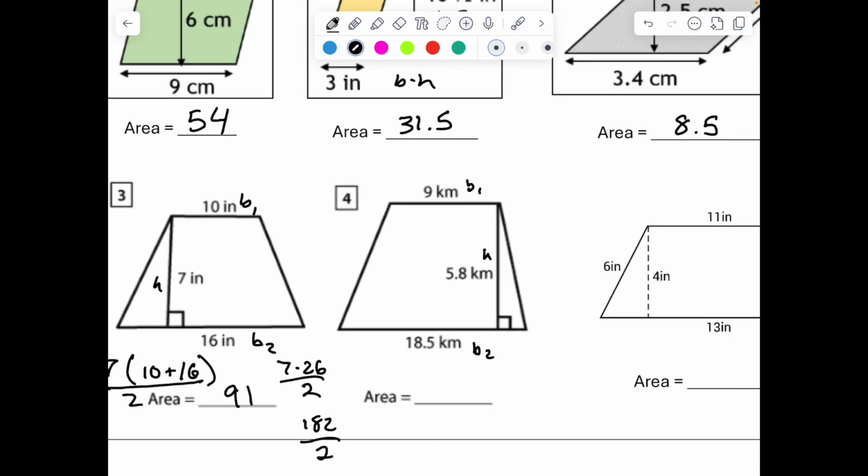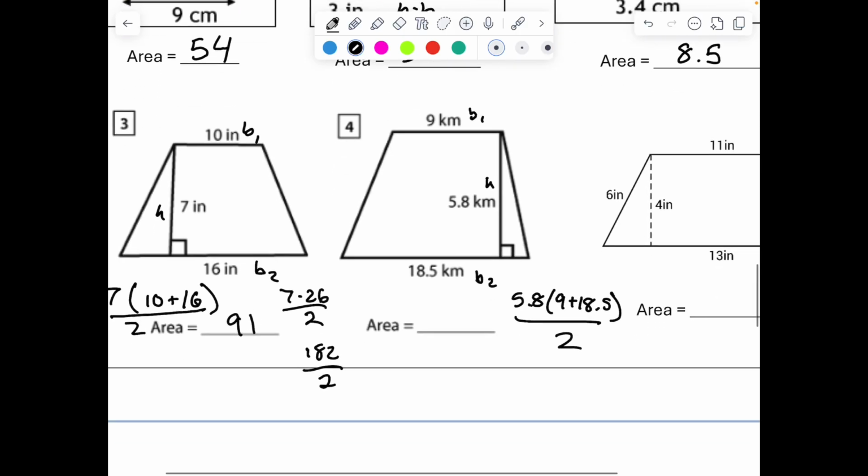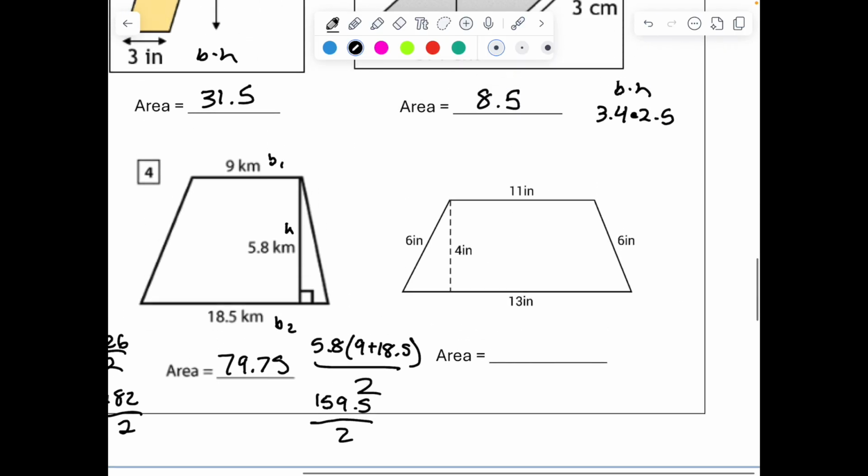Another trapezoid, we've got the height, base 1, base 2. So 5.8 times 9 plus 18.5 divided by 2. 9 plus 18.5 is 27.5, and let's multiply that by 5.8 to get 159.5 divided by 2. And that is 79.75.